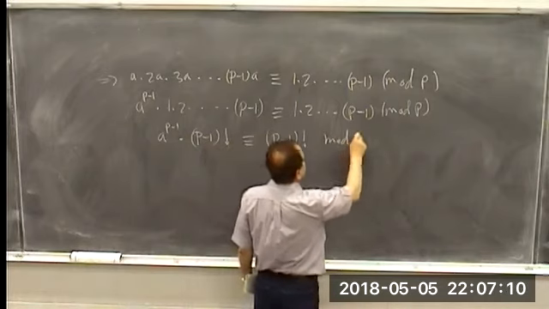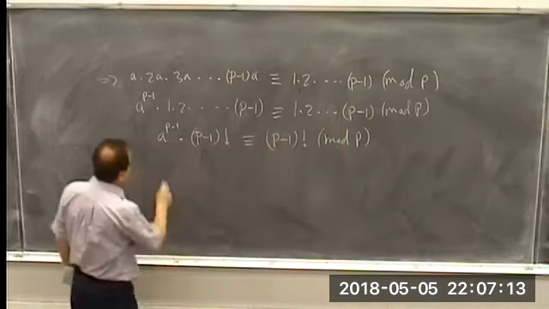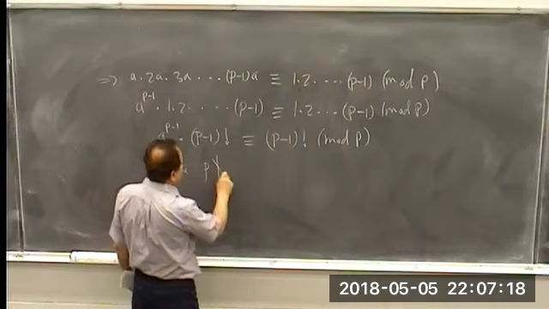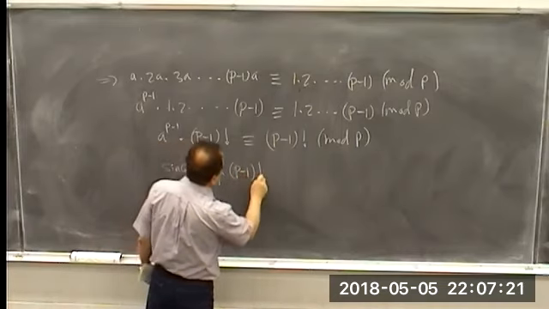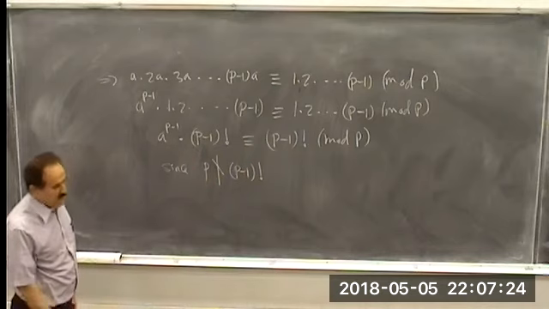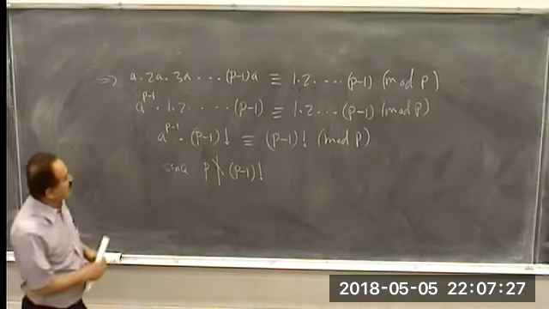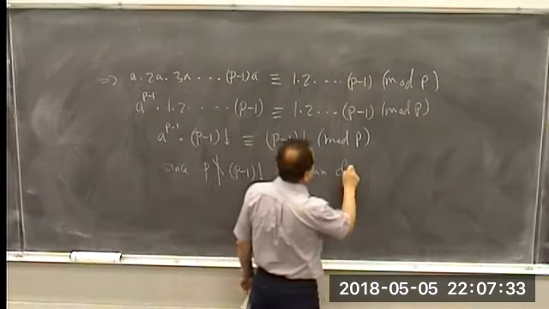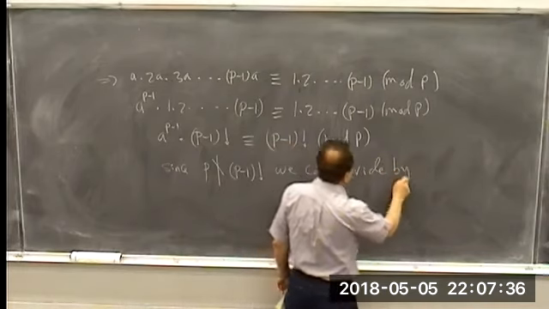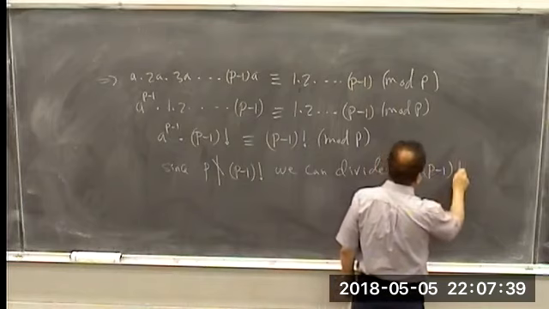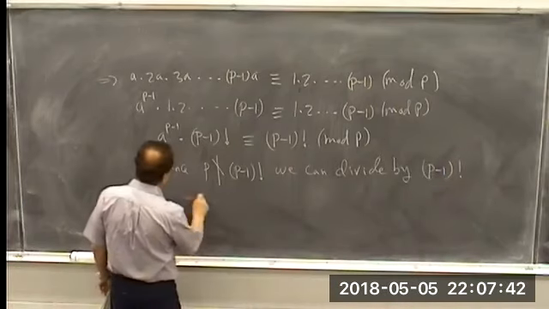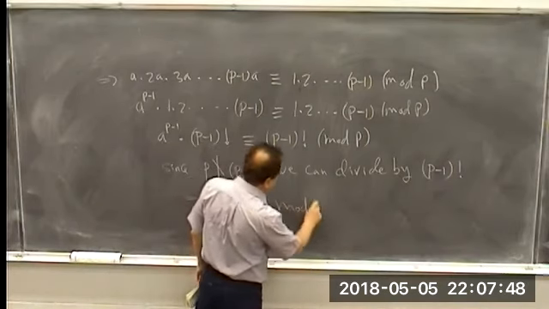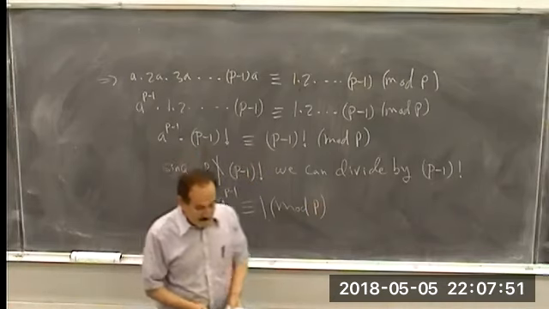Mod p. Now, since p does not divide (p minus 1) factorial, remember that (p minus 1) factorial doesn't have p as one of its factors, it starts from p minus 1. So again, we can divide by (p minus 1) factorial, and we obtain a to the power p minus 1 is congruent to 1 mod p.